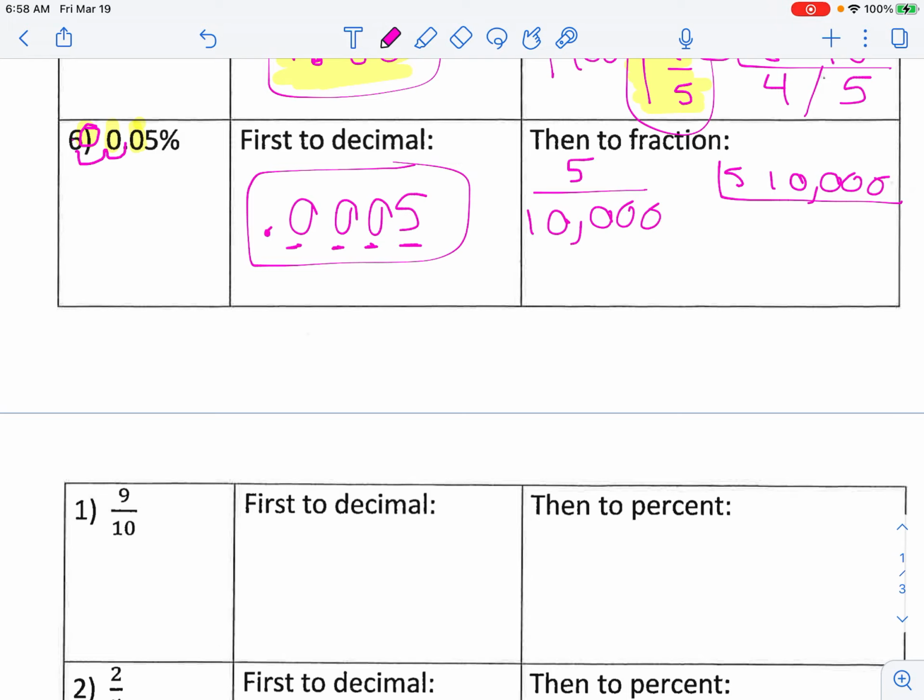Numbers ending with 5 and 0 can be divided by 5. 5 divided by 5 is 1. 10 divided by 5 is 2. And then we're going to add 3 zeros. So this fraction reduces to 1/2000th. So 5/100ths% equals 5/10,000ths as a decimal equals 1/2000th as a fraction.